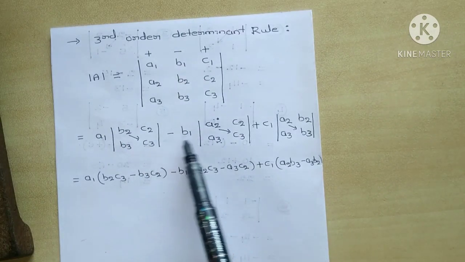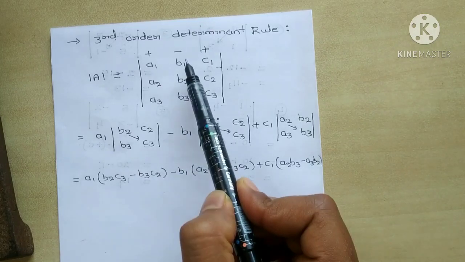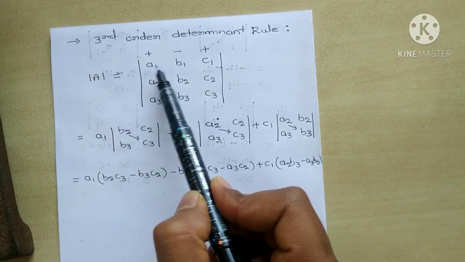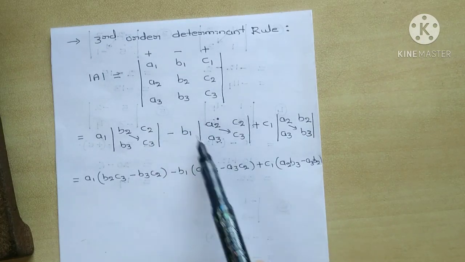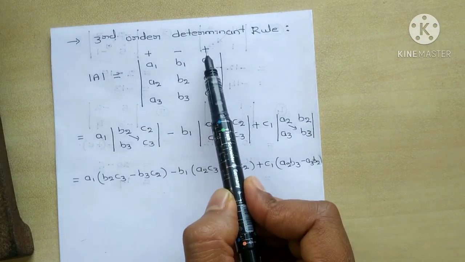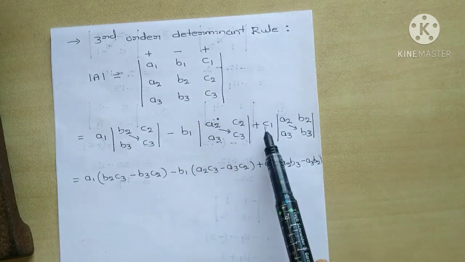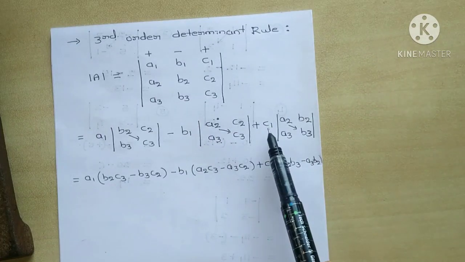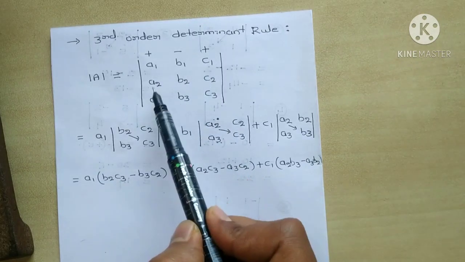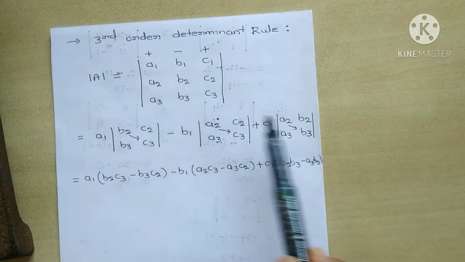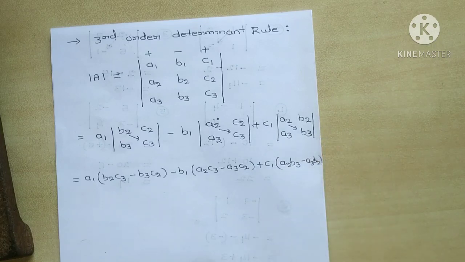Next, minus B1. Once you take that B1, delete that column, that row. Remaining elements A2 C2 A3 C3, note down in the second order determinant form. Next, plus C1, the third element. Once you take that C1, delete that column, that row. Remaining elements A2 B2 A3 B3, note down in the second order form.